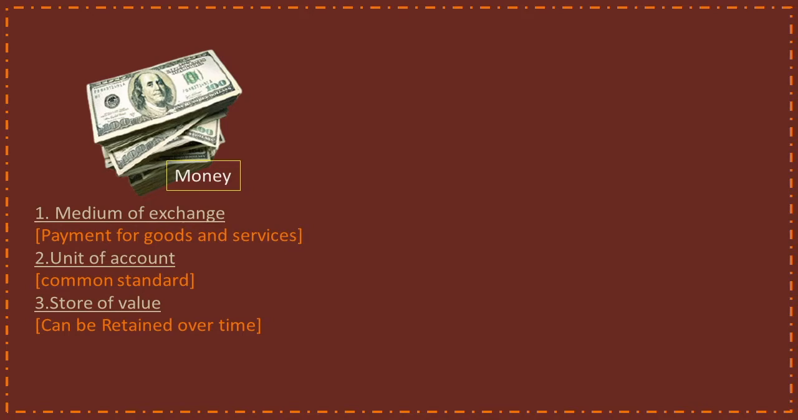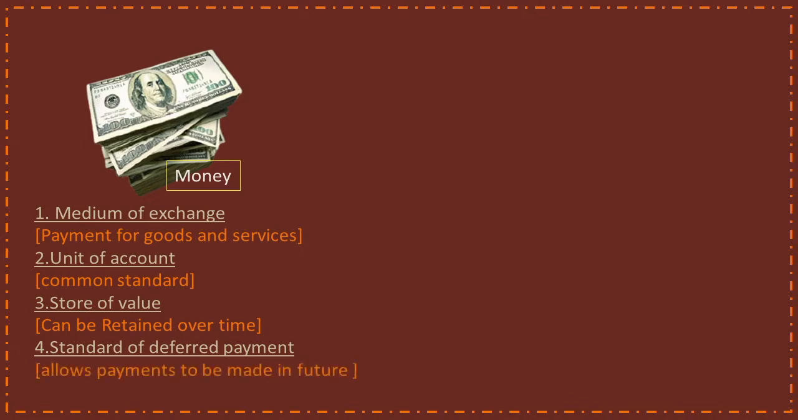Because of this function of store of value of money, there is one more function, that is a standard of deferred payments. Deferred means later. We can say that the standard of later payment we can call credit. So later payment, as money is a store of value, the value of money is not going to change in the future, so we can say that it allows payments to be made in the future also.